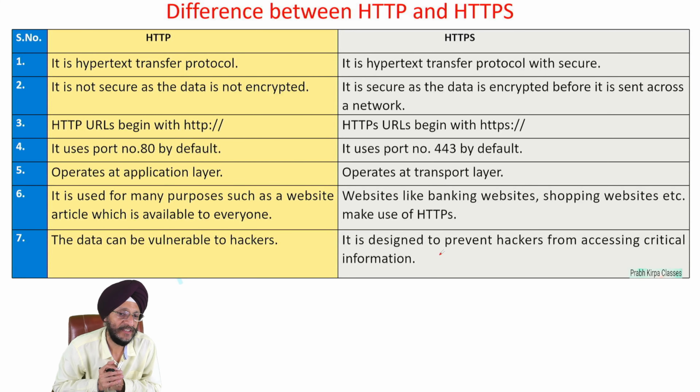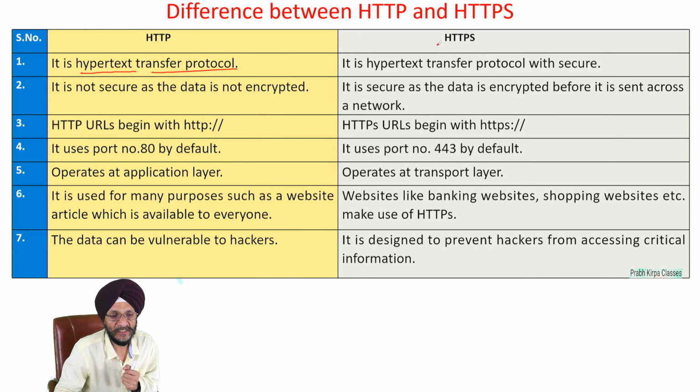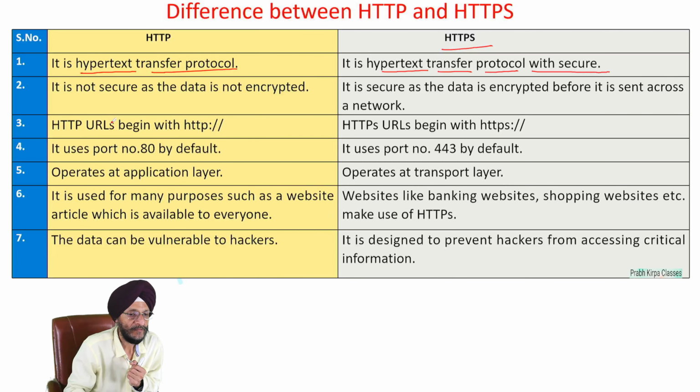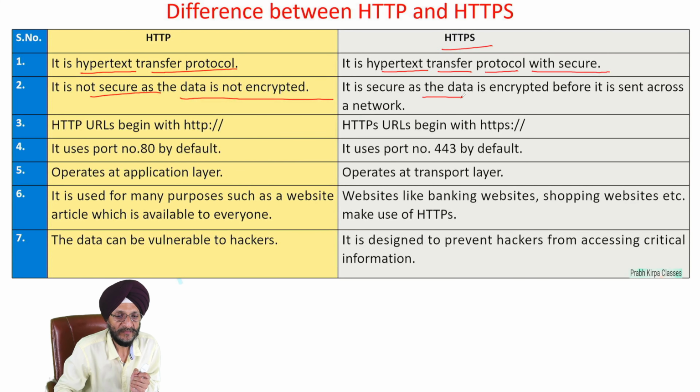Now we will understand the difference between HTTP and HTTPS in tabular form. First, HTTP stands for Hypertext Transfer Protocol. On the other hand, HTTPS stands for Hypertext Transfer Protocol Secure. HTTP is not secure and the data is not encrypted, whereas in case of HTTPS, it is secure as the data is encrypted before it is sent across a network.